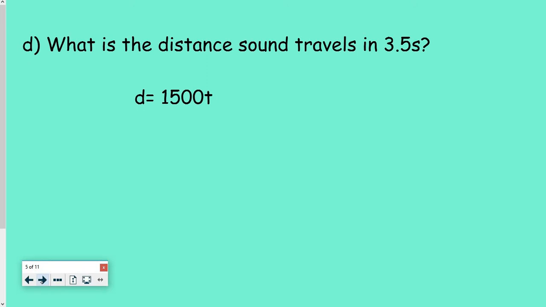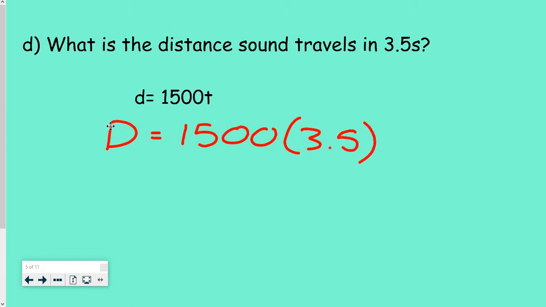So what is the distance sound travels in 3.5 seconds? d equals 1,500 times, and we're going to plug this in, 3.5. I'm going to get my calculator to figure this out. You should be able to figure this out at home, but it's 1,500 times 3.5. The distance it will travel is 5,250 meters.